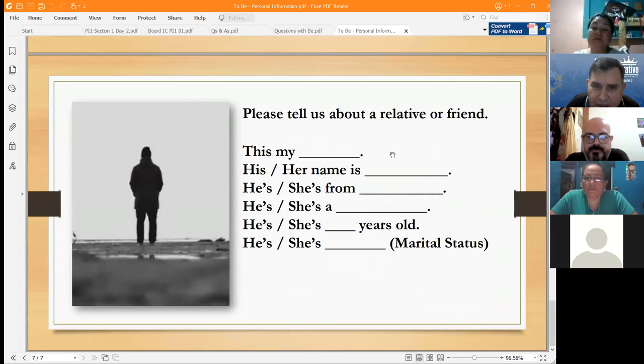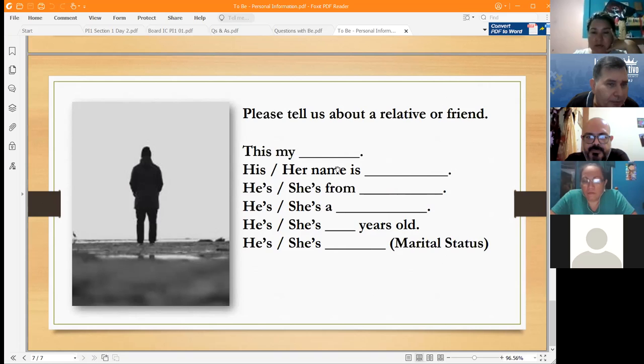What we're going to have here is this activity. Please tell us about a relative or friend. A relative can be family or can be someone who is closely related. So tell us about a relative or friend.